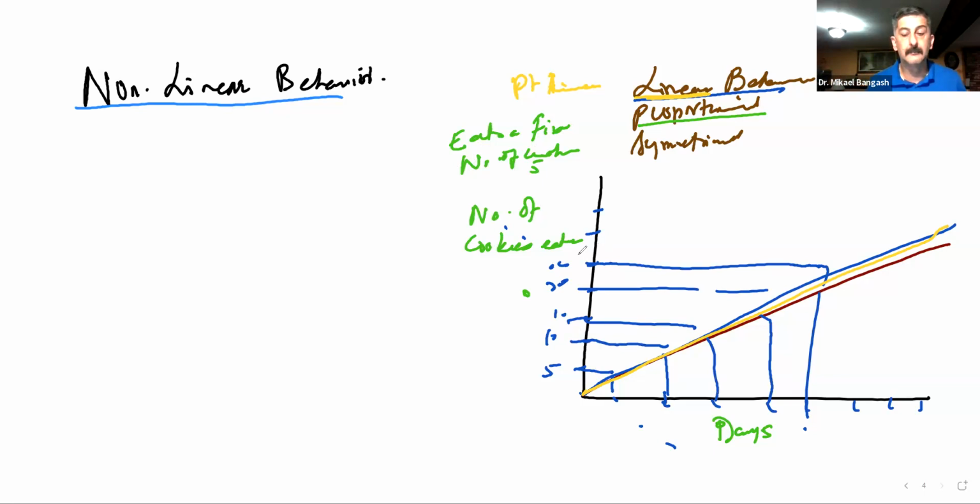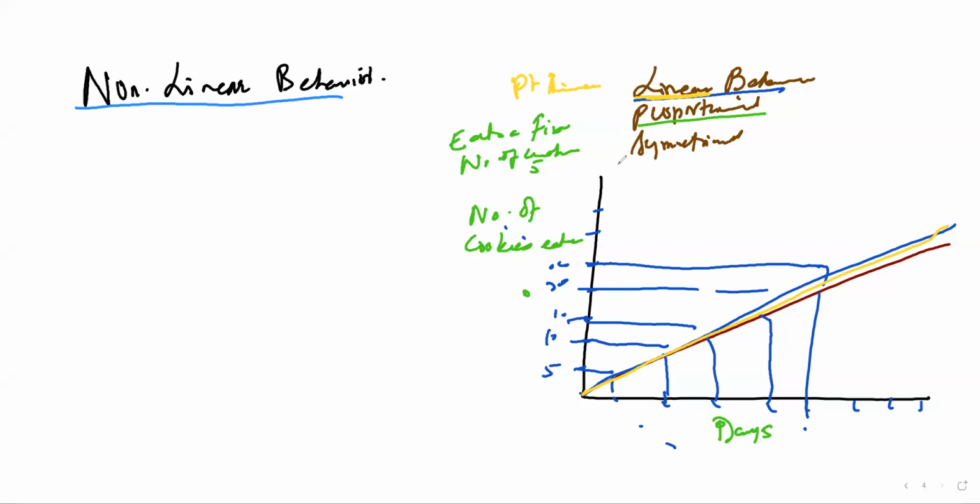Did that make sense? Yeah. So the graph that we get here is going to be a straight line, which means that this would be a linear behavior, or we can call it a proportional behavior, or symmetrical. Did you get that? Yeah. Good.